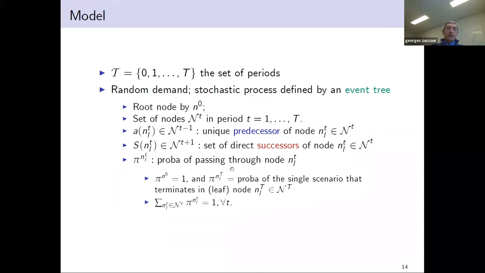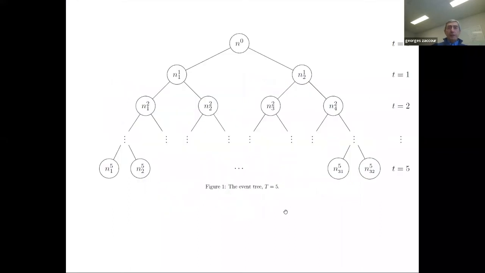Pi superscript n_t is the probability of passing through this node. The probability of passing through the root node is 1. And we have the probability of the single scenario terminating at a leaf, or a terminal node. And of course, this sum should be equal to 1. So here what we have in mind is a tree. We have here 6 periods running from 0 to 5. The stochastic process is given, meaning that the tree is defined by someone else, by a consultant, and the probabilities of going from one node to another are also given. Now, of course, we can do a lot of sensitivity analysis after that to check what would be the impact of varying these probabilities.